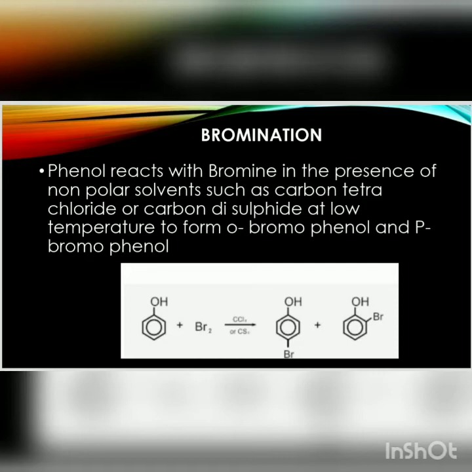Because of the high reactivity of the benzene ring, a catalyst or halogen carrier is not required for bromination. Tribromination in aqueous solvents takes place because water facilitates the ionization of phenol to phenoxide ion, which is more reactive than phenol towards electrophilic substitution.